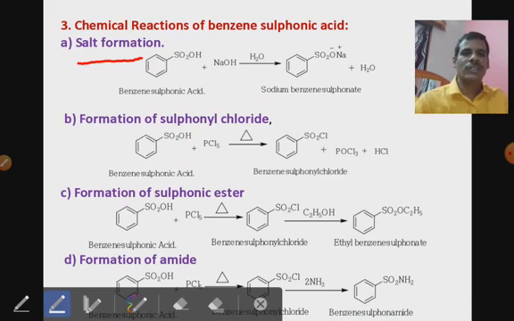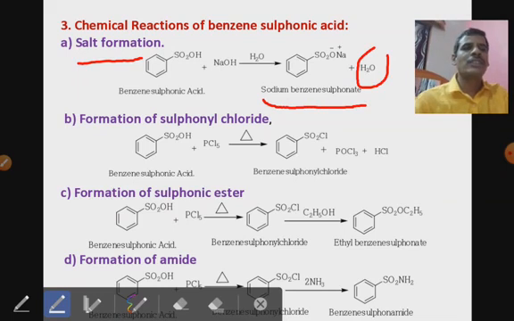Similarly here also, benzene sulfonic acid reacts with sodium hydroxide, and there is a formation of sodium benzene sulfonate and water. Sodium benzene sulfonate is nothing but the salt. See the SO3 minus and Na plus, this is the salt. Sodium benzene sulfonate formation takes place, and this is nothing but the salt of benzene sulfonic acid.